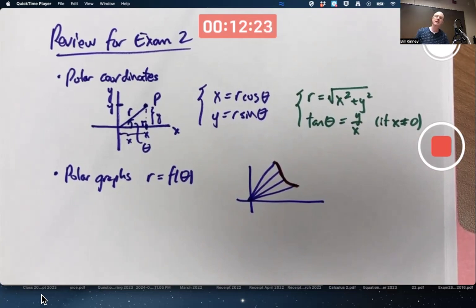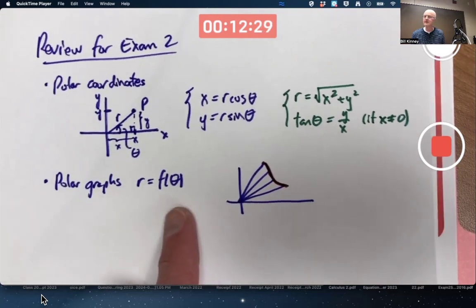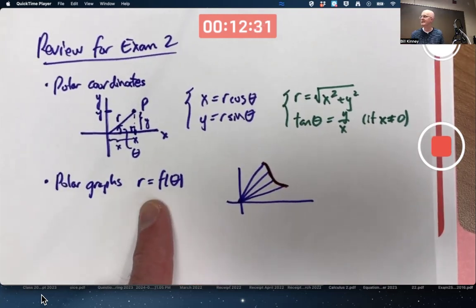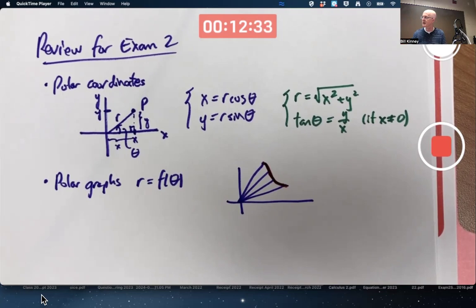Though maybe I'd give you a graph, and maybe I'd ask you to confirm one point on the graph by plugging in an angle into this formula and figuring out r and seeing, oh yeah, it seemed right. You can label it in the picture. That might be a possibility. But drawing the graph from scratch is not really calculus. What is calculus is to find things like slope, arc length, and area.